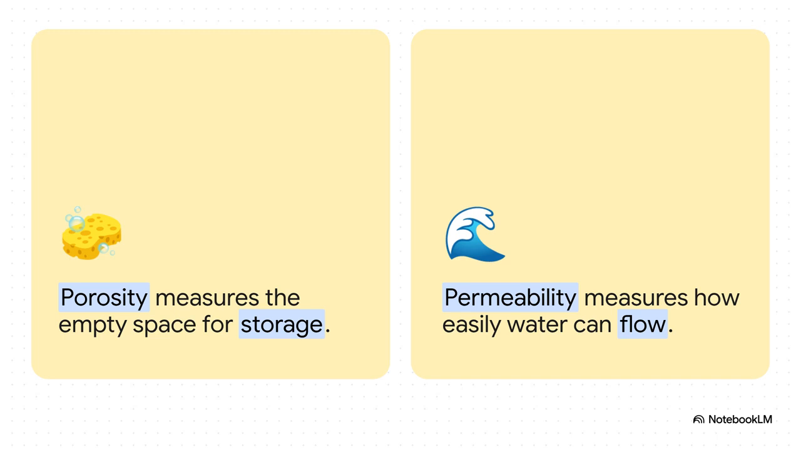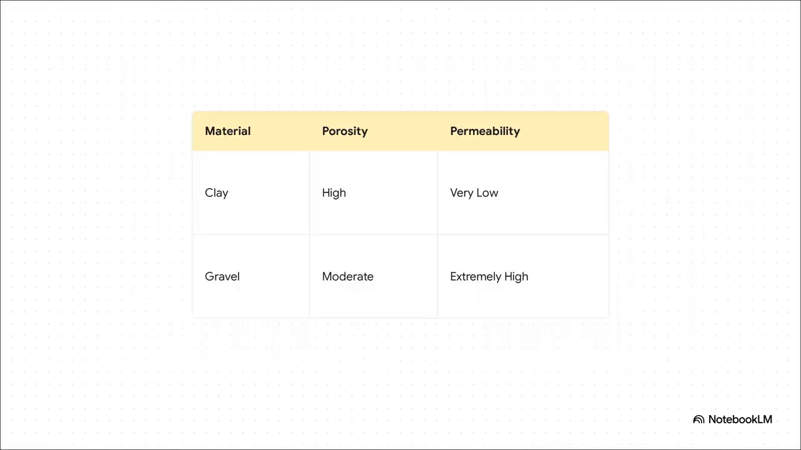Porosity simply measures how much empty space, or voids, are available in a material. It dictates the maximum storage capacity. Permeability, however, measures how easily water can actually flow through that interconnected space. Simply put, it's storage capacity versus flowability. This classic comparison brilliantly illustrates the difference.